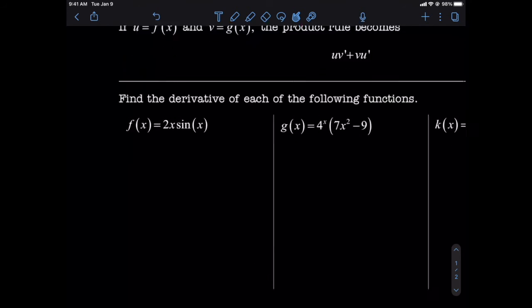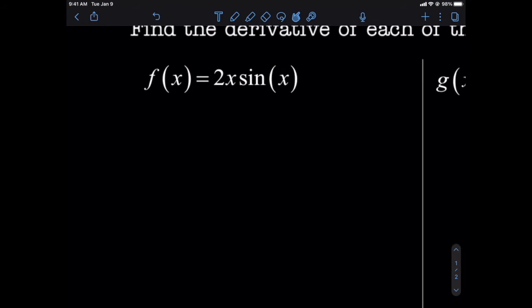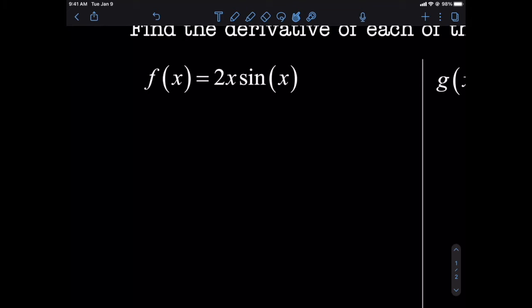The first example we have here is f of x is equal to 2x times sine of x. It's easy to assume that f prime should equal 2 cosine of x. But if you're paying attention here, we can rewrite f of x as 2x times sine of x. This means if we want to find f prime, then we need to use the product rule. And we'll start by defining our u's and v's.